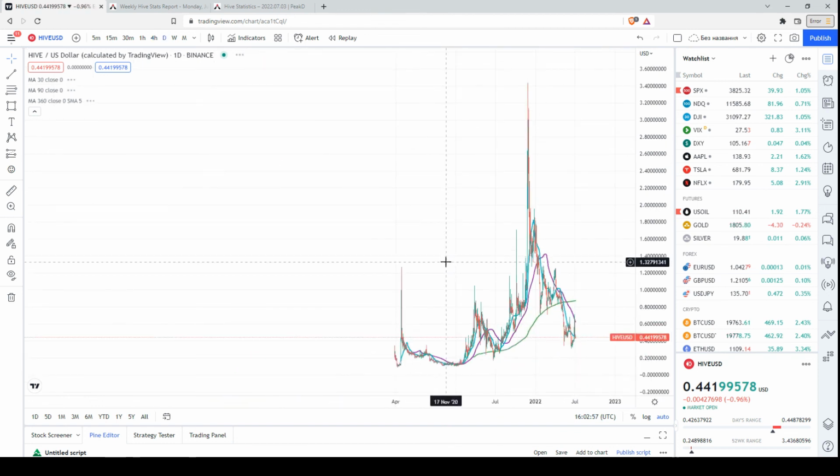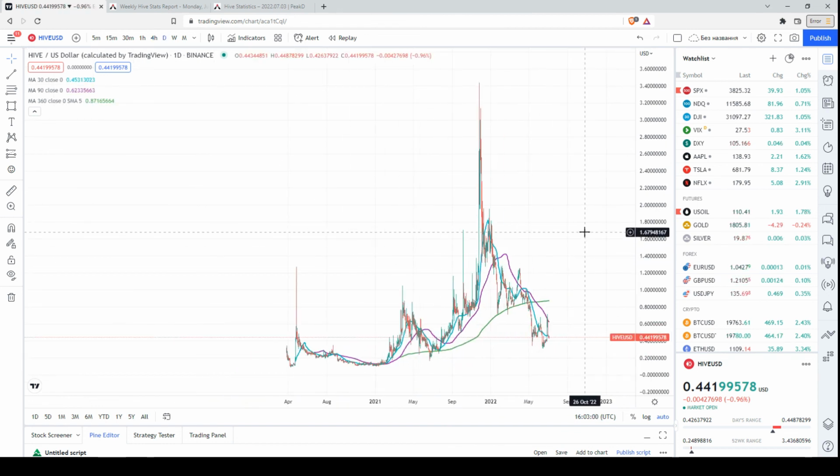So fellas, that's it for today. I just wanted to share my point of view on the price chart of HIVE, applying technical analysis. Also, I share my point of view relating to the metrics or fundamentals of HIVE.